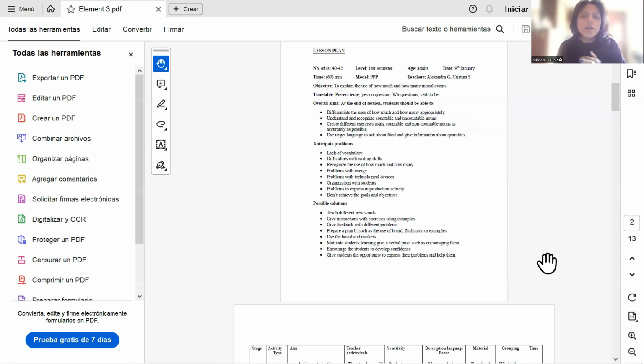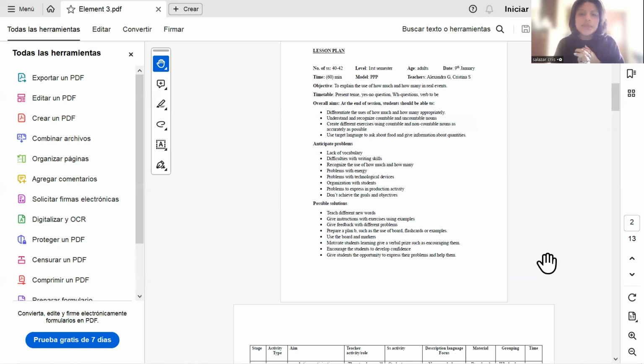For lack of vocabulary, we consider teaching different new words, such as giving the students a glossary or writing those new words on the board. For difficulties with writing skills, we consider giving instructions with exercises using examples. For recognizing the use of how much and how many, give feedback with different problems. Problems with energy, we consider preparing a plan B, such as the use of flashcards or the board, or the use of offline material.